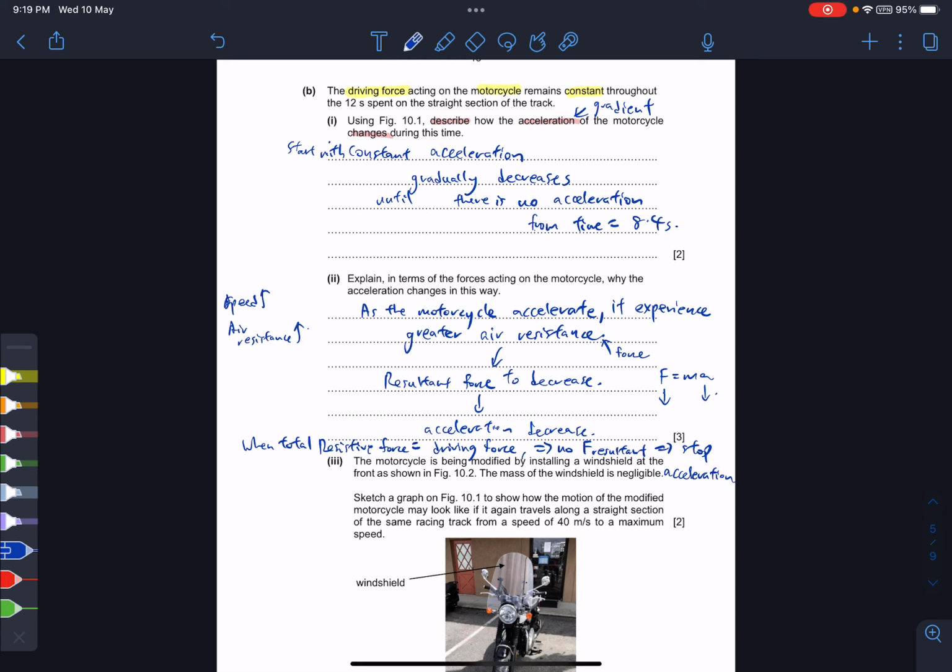Yep, so these 3 marks are a little bit tough to get. Let me separate the mark weightage for you. First and foremost, you tell me that it accelerates, it has a faster speed, which means greater air resistance. That's the first mark. The second mark is here: you tell me that the resultant force is lower, so the acceleration is lower. And lastly, this is the last mark.